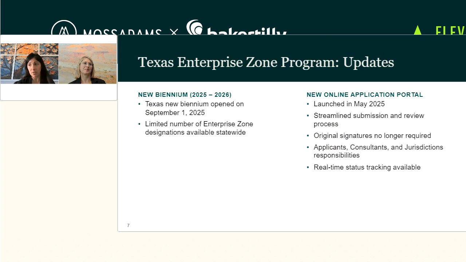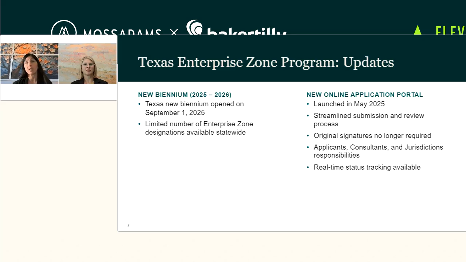September 1st started a new biennium in Texas. And as part of that, the governor's office renewed the number of designations for this program. So there are 105 designations that are allowed during the biennium, and those are broken up per round. So approximately 13 applications can be approved per round. And the governor's office recently went to an online electronic filing portal in May 2025. And this portal has made the process much easier.